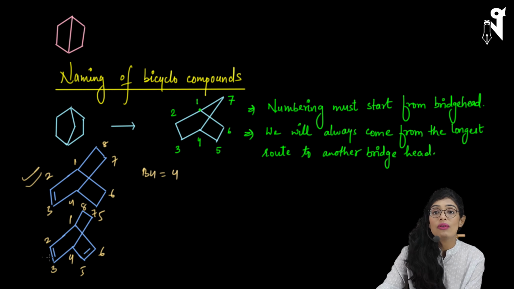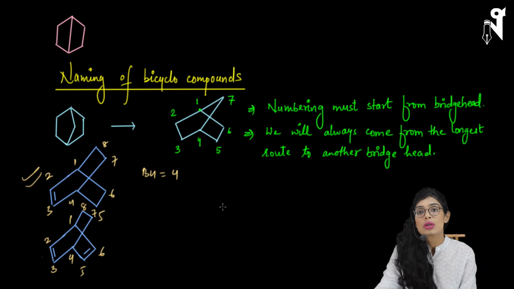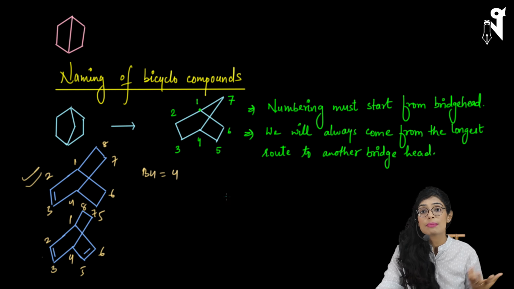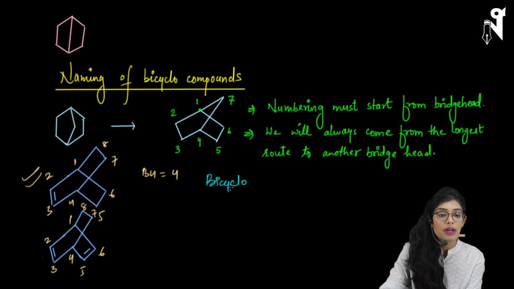Okay. Now how will we name these compounds? Now we have understood numbering. Let's see the naming procedure of these compounds. Naming will be done in such a way that first of all we will use a prefix called bicyclo, the same way that for the cyclic compounds there was a prefix called cyclo. Similarly for these compounds the prefix is bicyclo. So we will write bicyclo. Okay, and then the total number of carbons. I'm just naming this compound first.